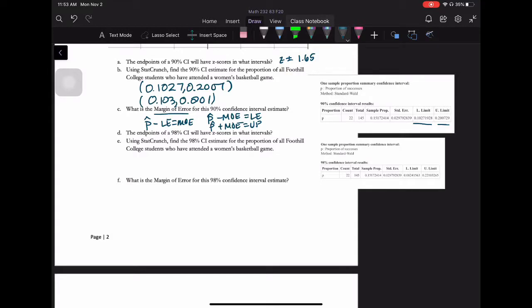Now, p hat was 0.152, the sample proportion, minus the lower limit of 0.1027 gives us a margin of error of 0.0493.